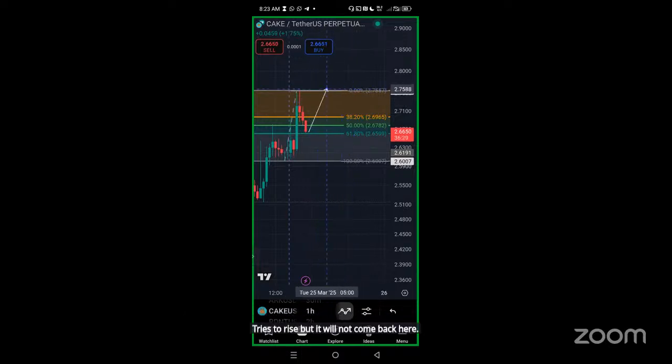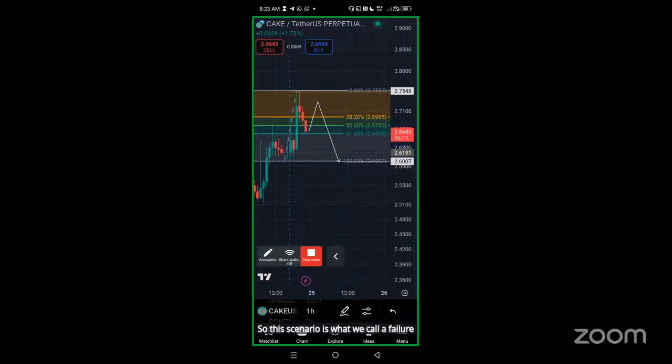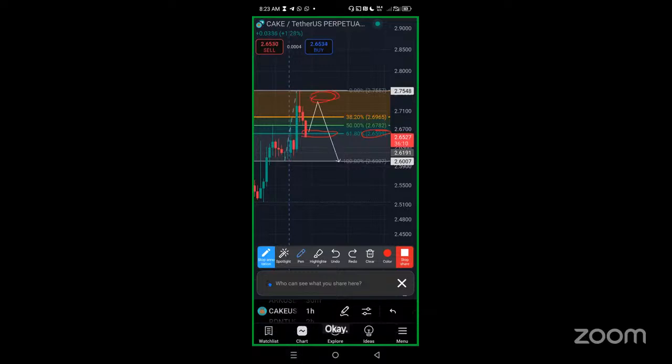Because once it comes back here, two things will happen. It will either be rejected or it will break structure. However, sometimes it comes just midway to this point without reaching the previous resistance, and then it reverses and begins moving down. So this scenario is what we call a failure swing in the market. Okay, it's a failure swing.